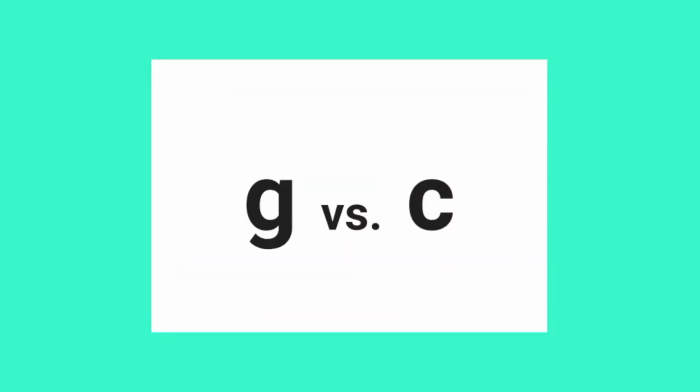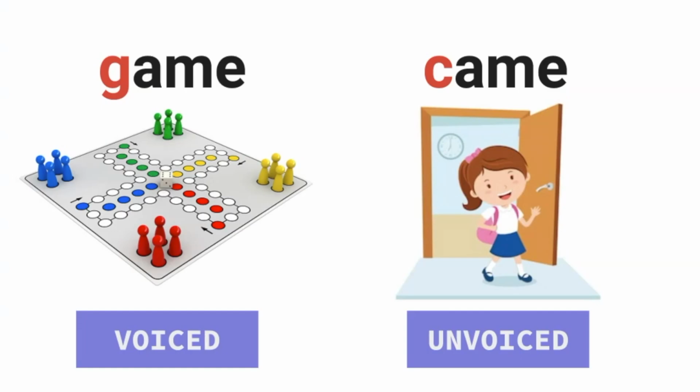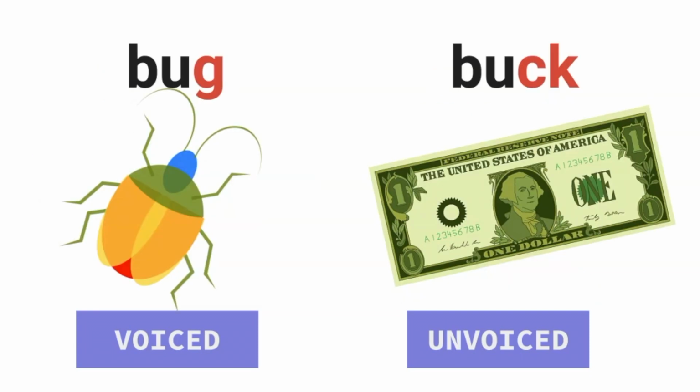Let's look at g and c, or k. Voiced g and unvoiced k. Game, came. Bug, buck.